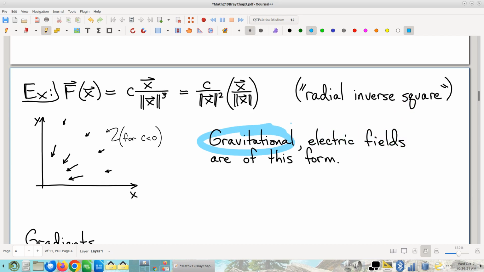By the way, likewise, gravitational fields. And you might be thinking to yourself, I have no intentions of becoming an astronaut. I do not need to understand gravitational fields.